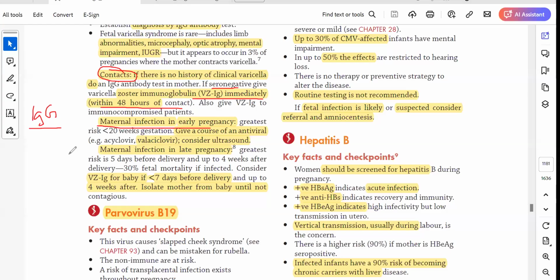Let's say the mother is infected. That means IgM positive. If the mother is infected, then you need to give a course of oral antiviral, acyclovir or valacyclovir, and then you can consider doing an ultrasound to see if the baby is developing any features of fetal varicella syndrome.